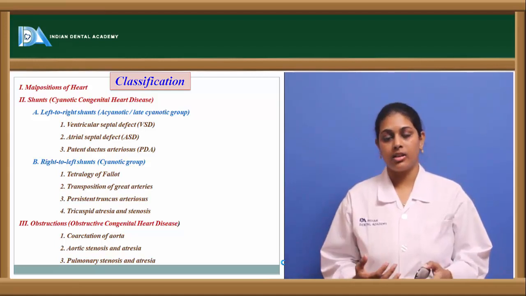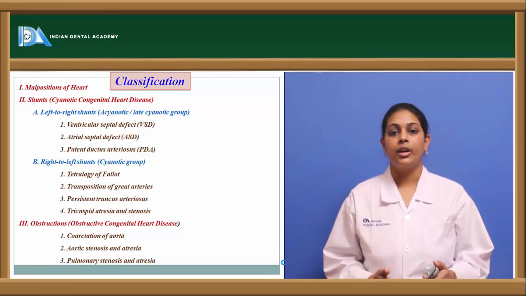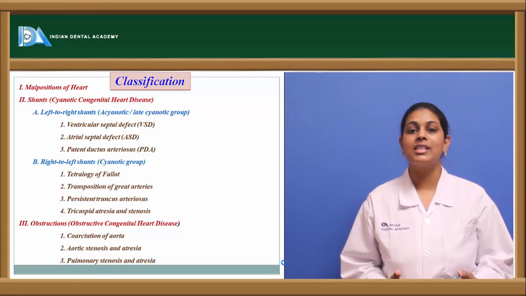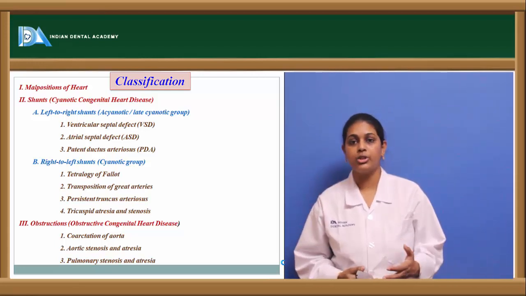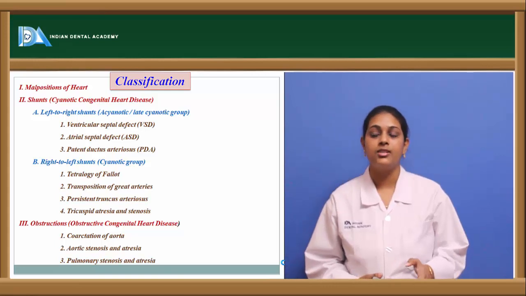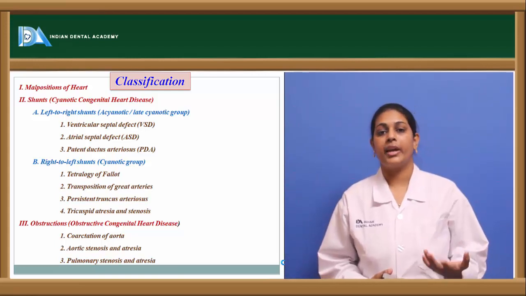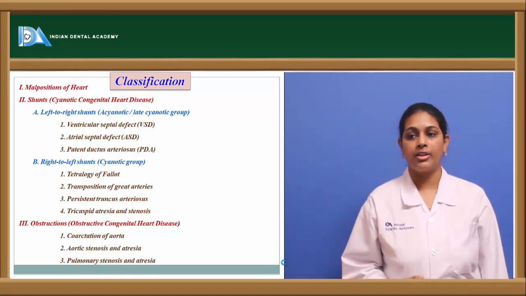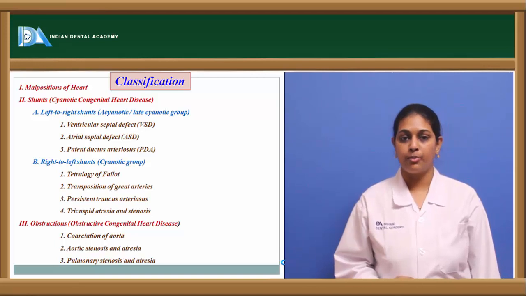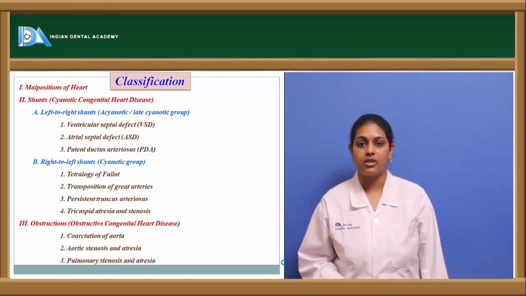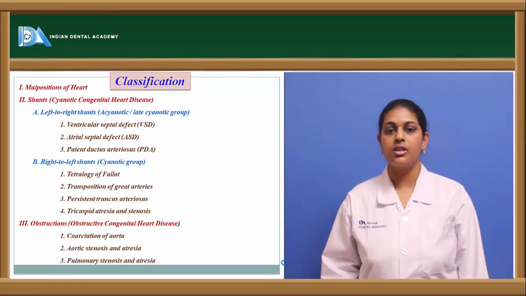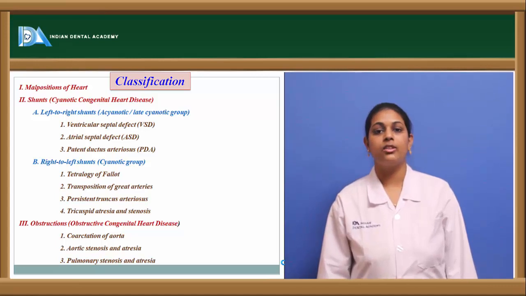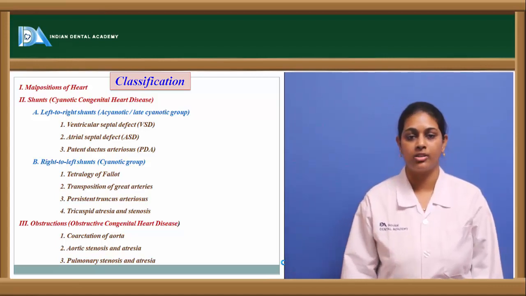And since these diseases can progress and later show cyanotic changes, they are known as the late cyanotic group. Coming to the group of right to left shunts, they are known as the cyanotic group because they immediately show the signs and symptoms of cyanosis. Amongst them are tetralogy of Fallot, transposition of the great arteries, persistent truncus arteriosus, and then tricuspid atresia as well as tricuspid stenosis. So these are the features we see when right to left shunts are present.